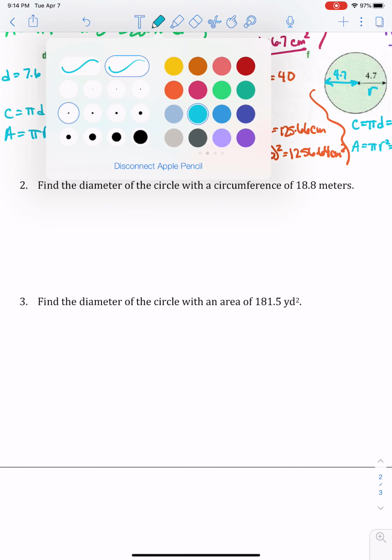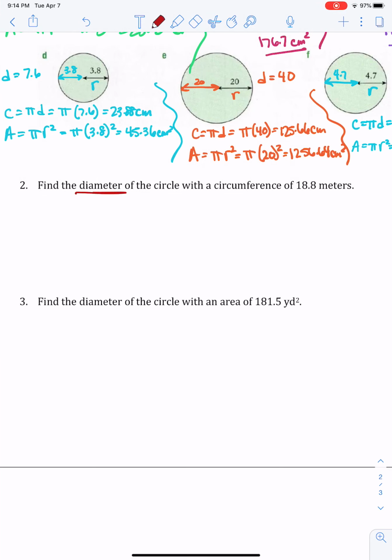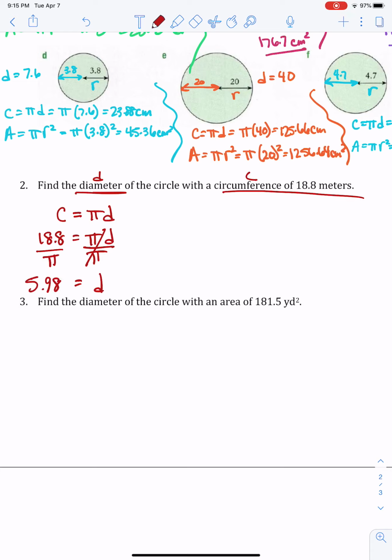So we're looking for the diameter, and I'm given a circumference. So that means I'm going to use the formula circumference equals pi d. There's a d, there's my c. So 18.8 equals pi d. I'm going to divide by pi, and I get that my diameter is 5.98 meters. There's my units, and remember at the beginning of the page it said that all things should be done with 2 decimal places.